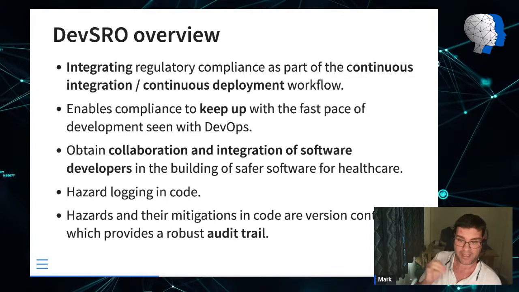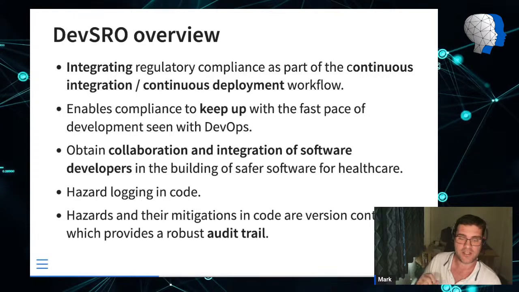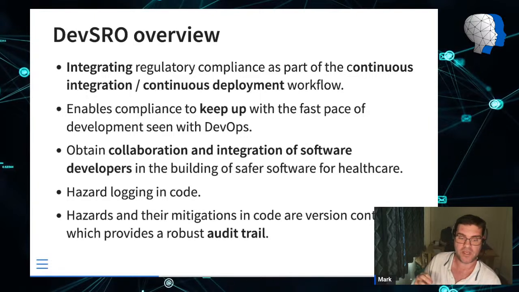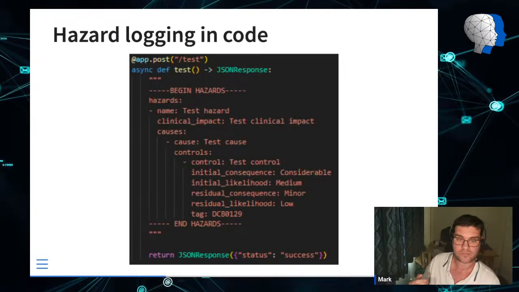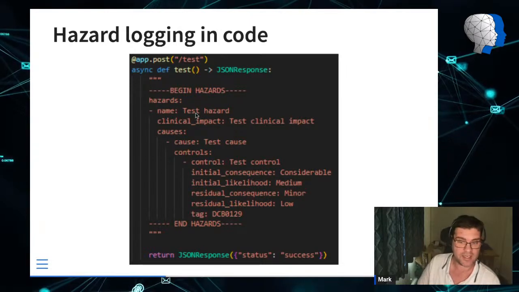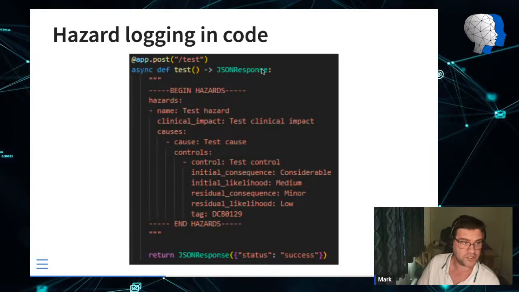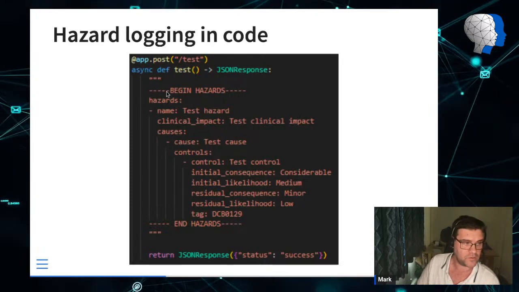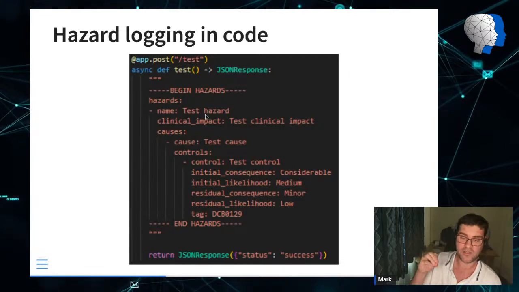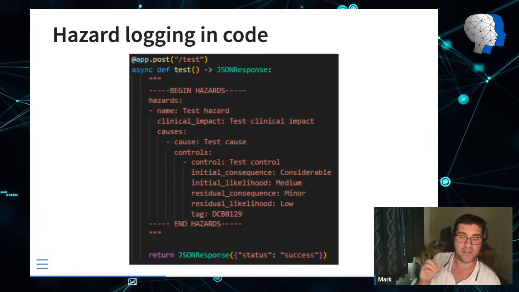You've got hazard logging in code, and we'll show you what that means in a minute. And hazards and the mitigations in code are version controlled via Git, which provides a robust audit trail. So this is how Joe has structured hazards in code for his dissertation. So this line here is just a function, and then we say there's a beginning of a hazard, there's an end of a hazard. All this in here is your hazard documentation. So it's documenting hazards and the mitigations, everything directly in code.